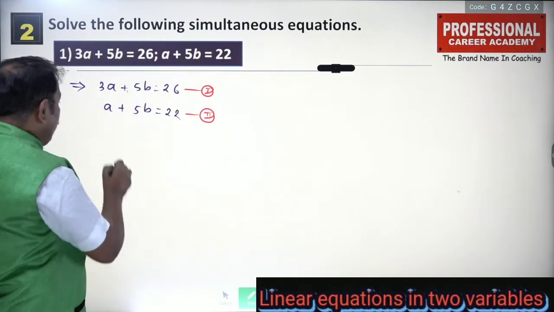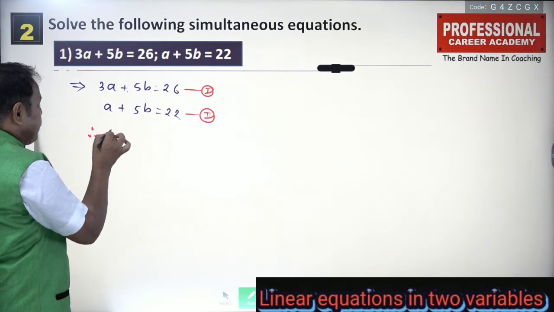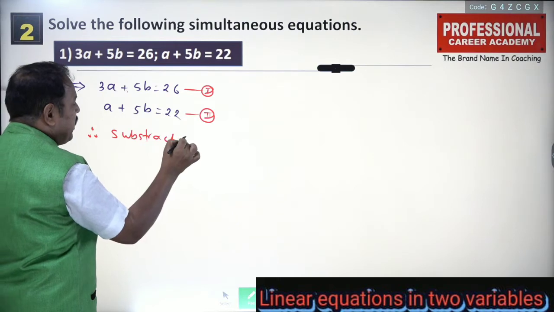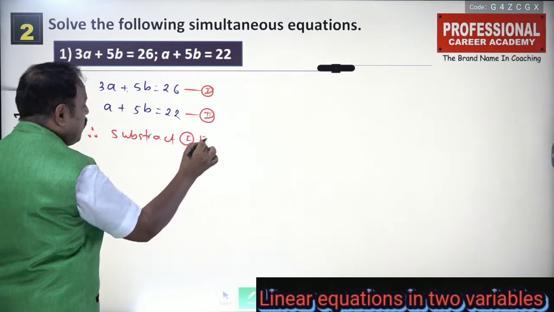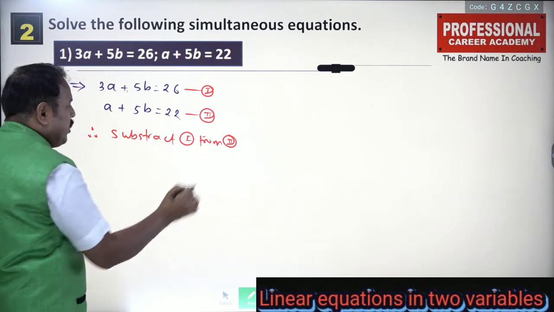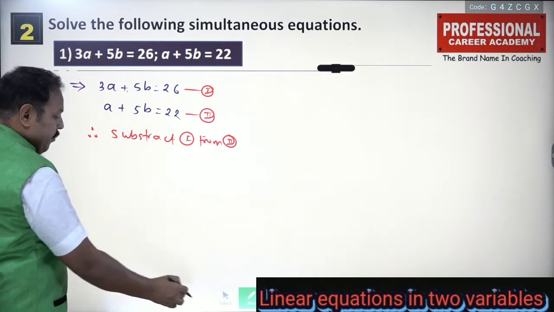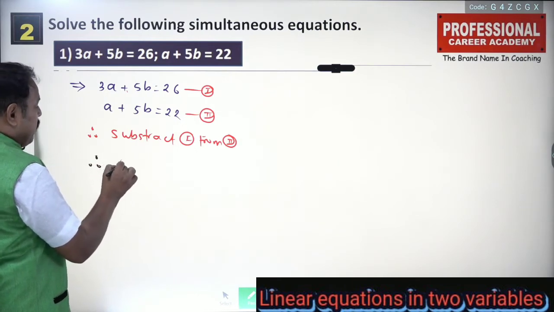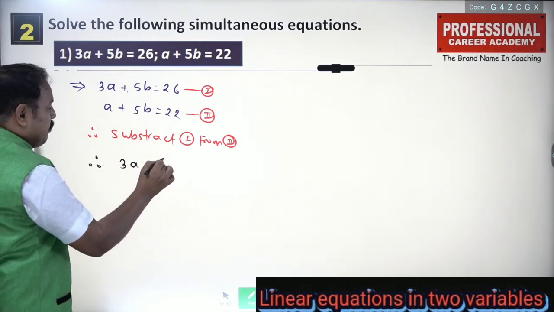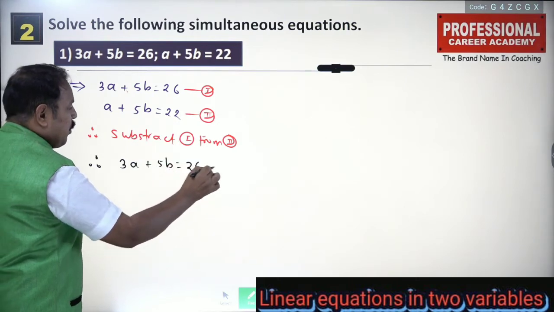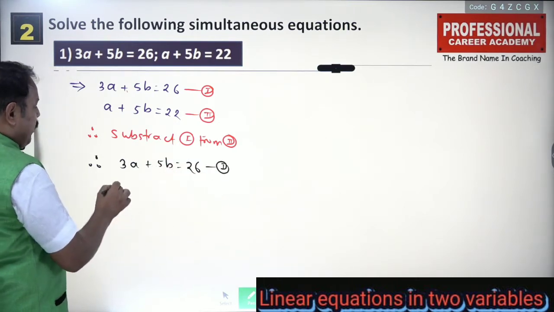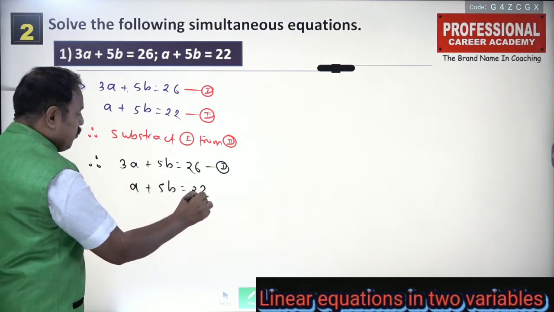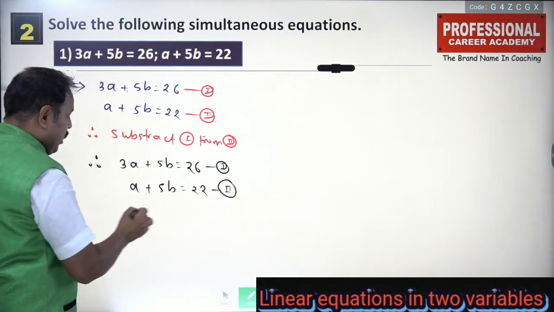So therefore, subtract equation number 1 from equation number 2. What is equation number 1? Look at 1: 3a plus 5b is equal to 26. Equation 1. And what is 2? a plus 5b is equal to 22. That is equation number 2.